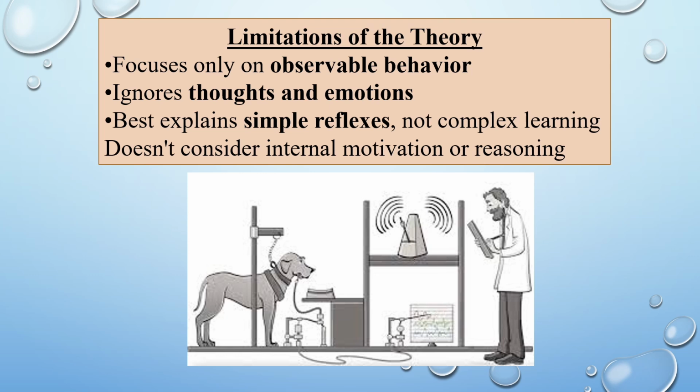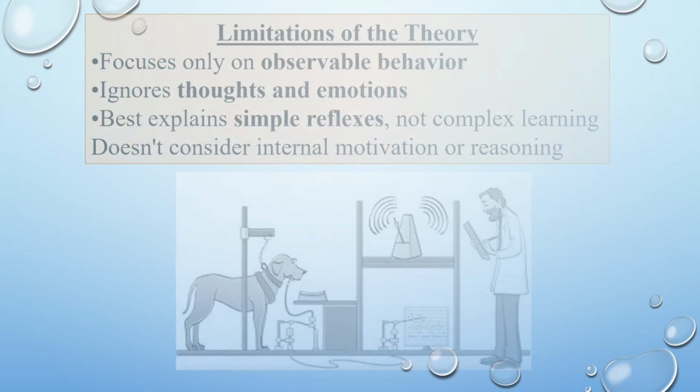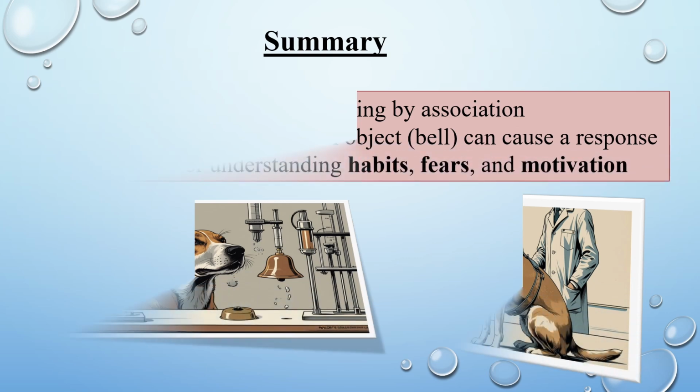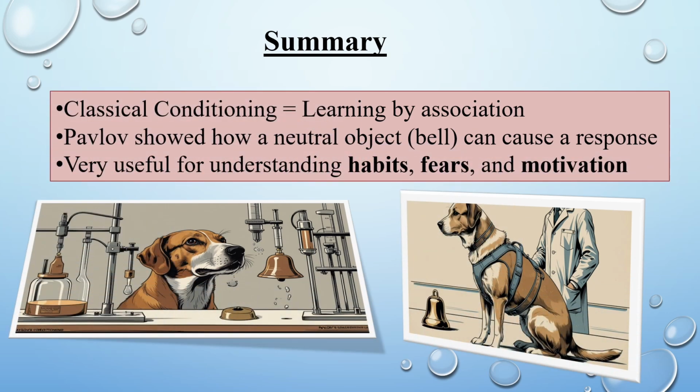To summarize, classical conditioning means learning by association. Pavlov showed how a neutral stimulus can cause a response after repeated pairing. This theory helps us understand how habits, fears, and motivation can be shaped, especially in classrooms. We can say it is a foundational theory in behaviorism and psychology.